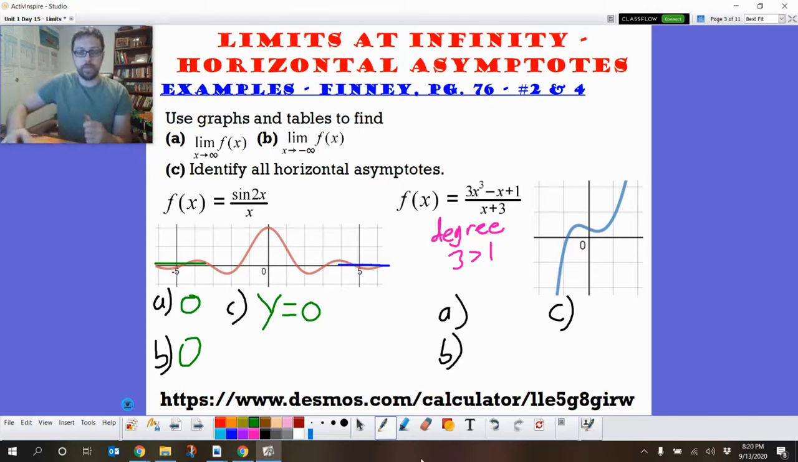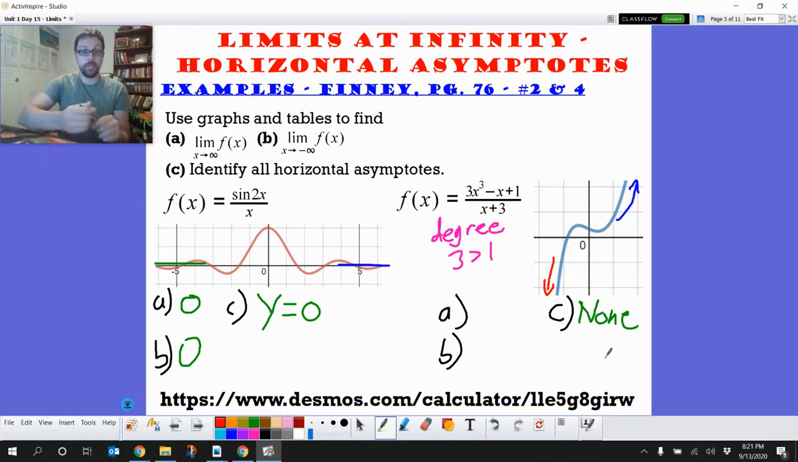Now take a look at this other one. It doesn't have any horizontal asymptotes. It's just kind of shooting up. So this one is just none. But I do want to point out some characteristics about this graph. As we go to infinity to the right, it goes up. And as we head towards the left, it goes down. So as we head towards positive infinity, we go towards infinity, and as we head towards negative infinity, we go towards negative infinity.